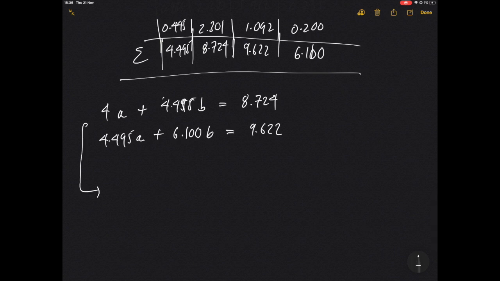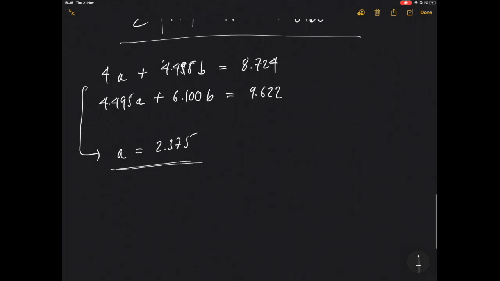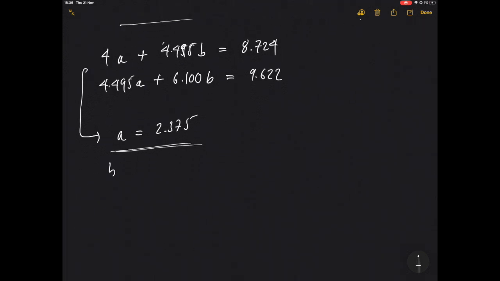We can work through these, but you know the simultaneous equations, you'll have done it, and you'll find that a therefore equals 2.375, and our b value, we solve that, our b value is a negative value, which is minus 0.1729.